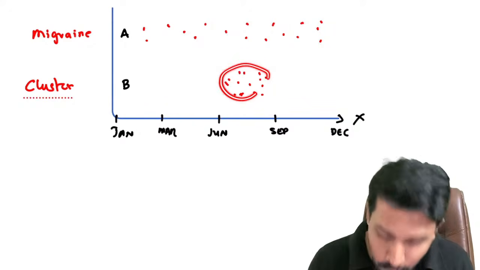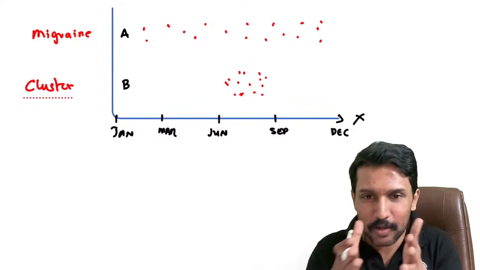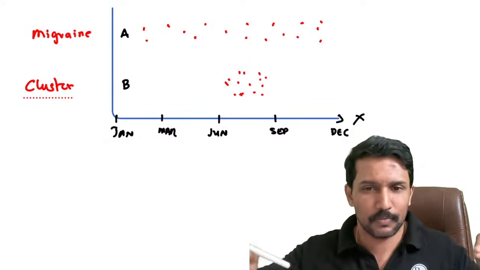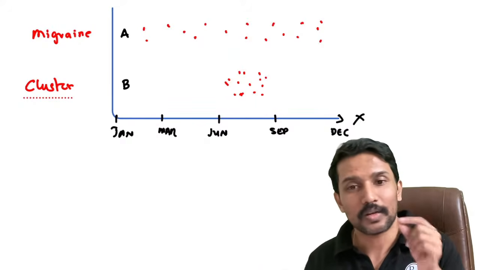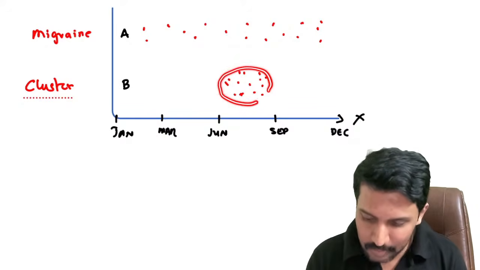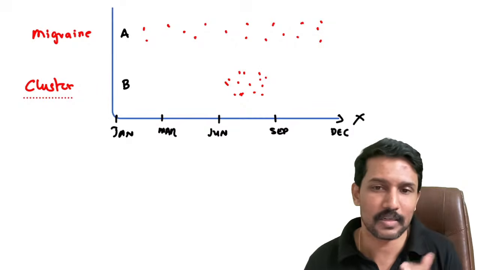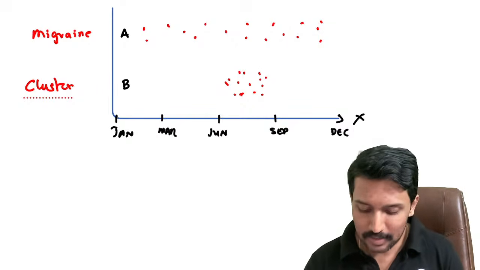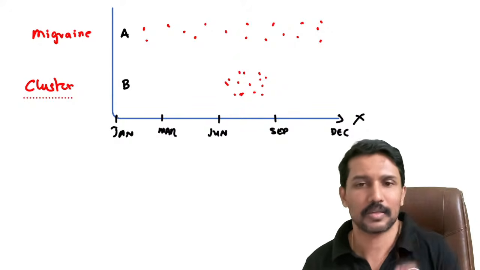So because these attacks are all grouped together in a very short span of time across this whole year, it is called a cluster. There is a clustering behavior seen. That's why we call it cluster headache. And when you say circannual pattern, it means every year.